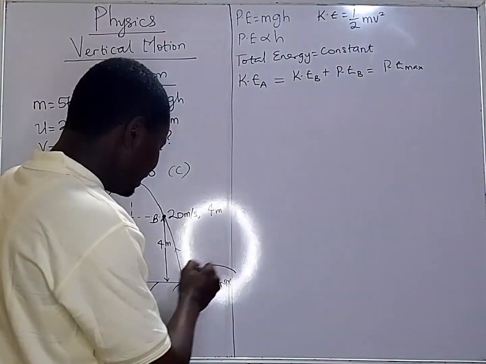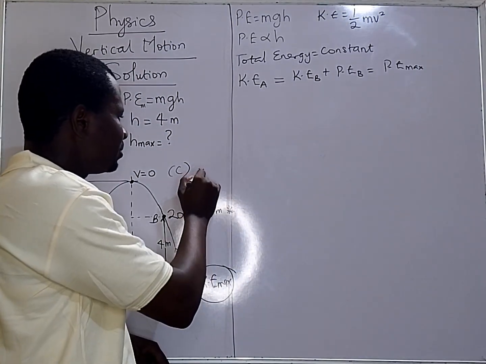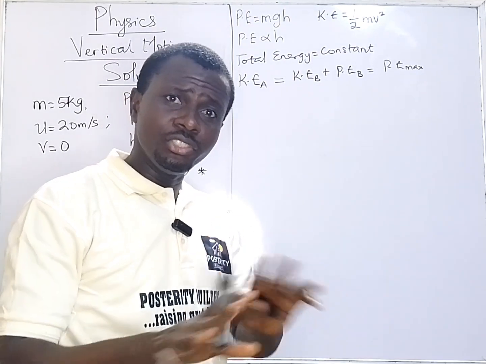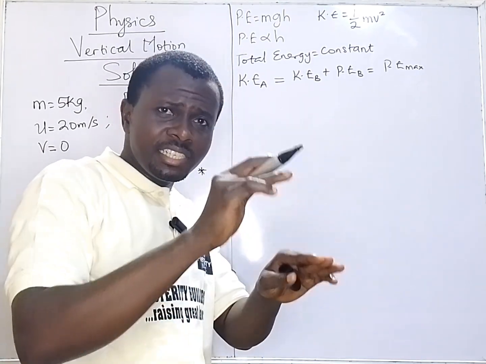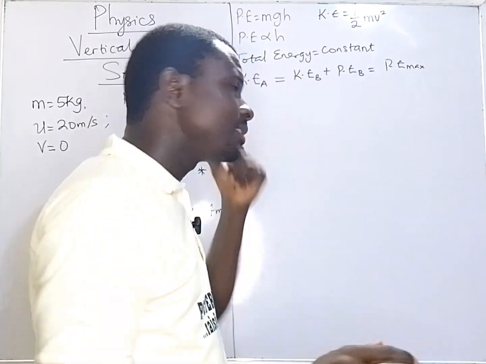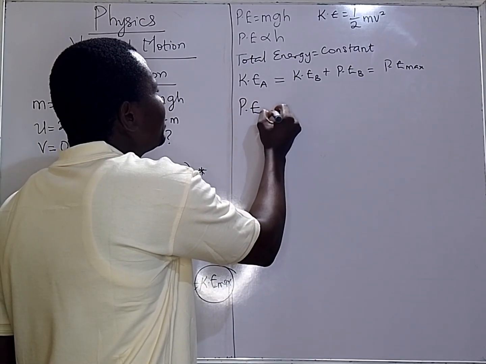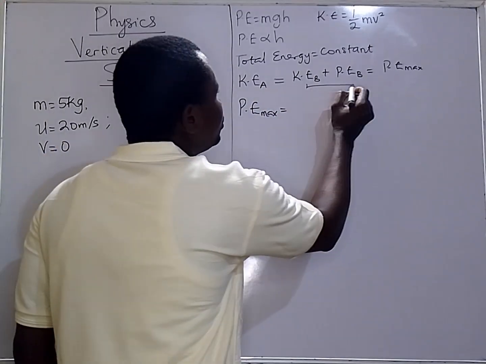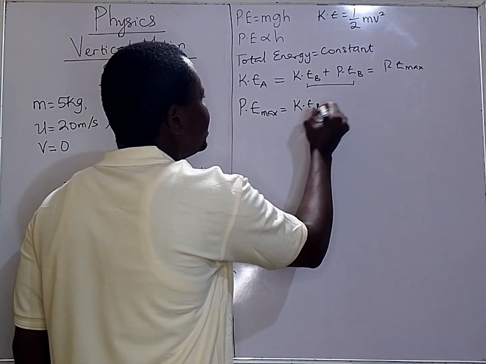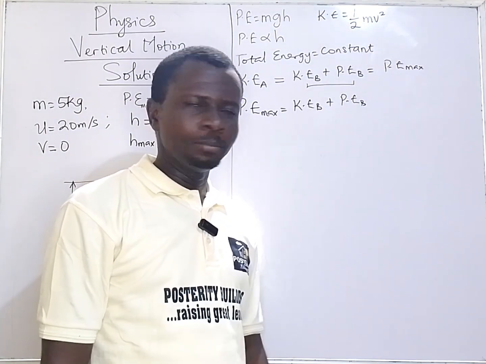That is, the total energy here must be the same as the total energy at this point, and must be the same as the total energy at the other. When energy is conserved, it means that it is constant. It is not changing. The kinetic and potential energy may be changing, but the sum total of all the energy is always the same. So let's try to understand. It means that the potential energy at the maximum height will be equal to the kinetic energy at B plus the potential energy at B. Hope we understand. So let's solve it.